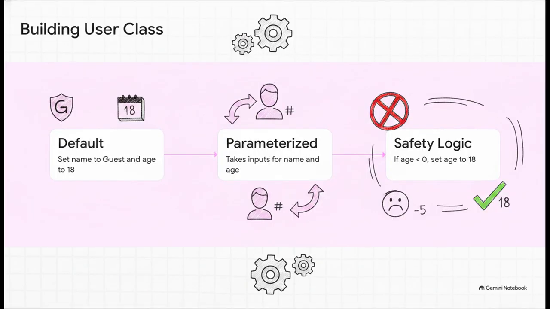Here is exactly how we execute this safely. Step 1, you write out your explicit default constructor, 0 parameters, and you safely set the name to guest and the age to 18. Easy. Step 2, write the parameterized constructor that takes in a custom name and age. And Step 3, this is where your confidence really shines, you add some safety logic. If someone tries to pass in a negative age, you catch it right there in the constructor and safely override it to 18. Boom! Your object is completely protected before it ever leaves the factory.